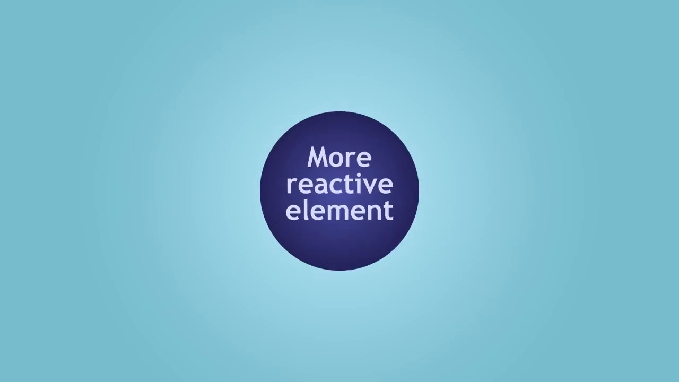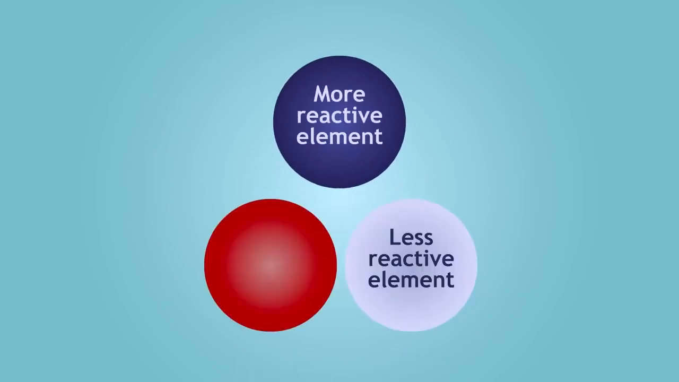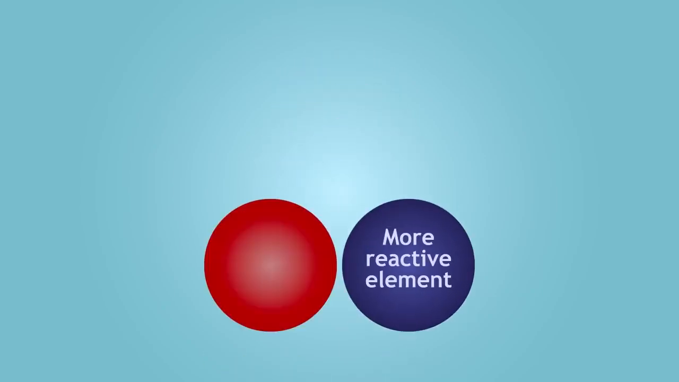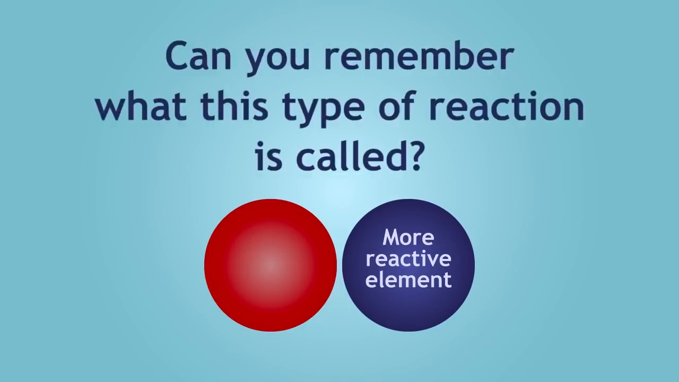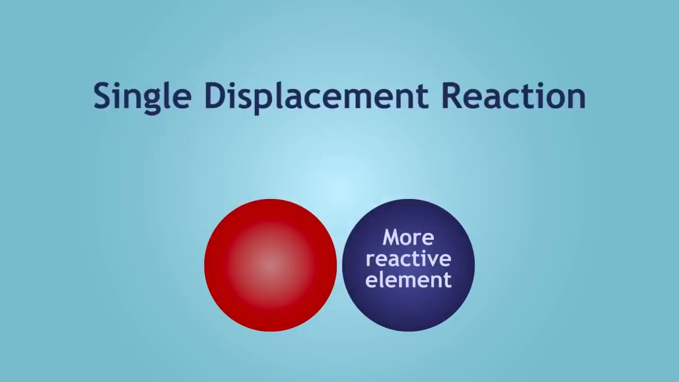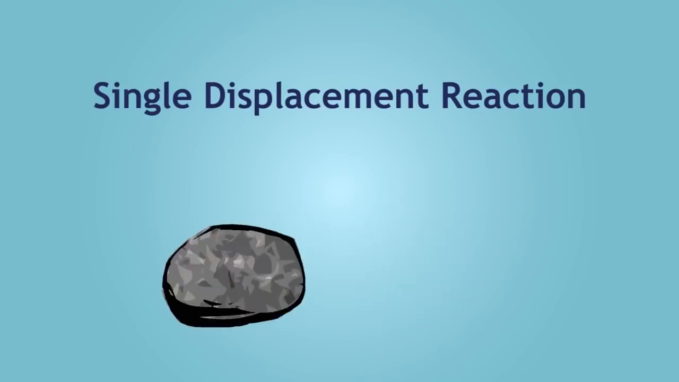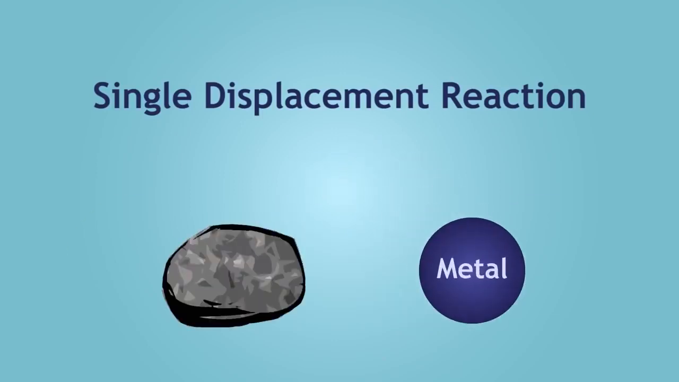A more reactive element can displace a less reactive element in a compound. Can you remember what this type of reaction is called? Pause, think, and continue when ready. The answer is a single displacement reaction. So to extract a metal from an ore, a single displacement reaction must occur.